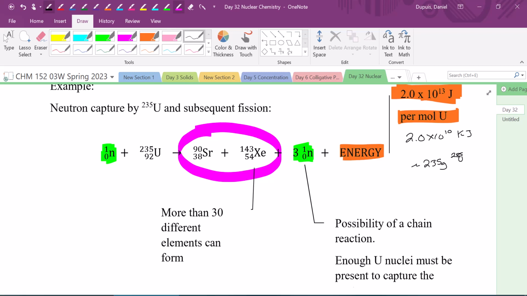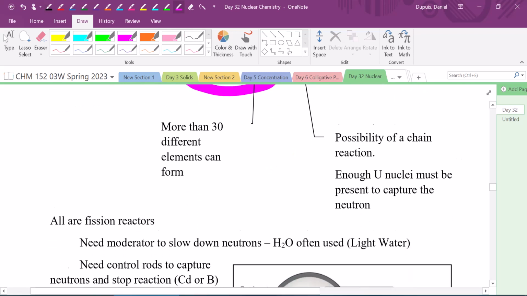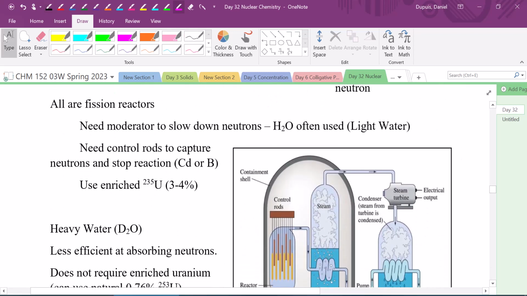So compared to some of the other techniques we use to produce energy for the world, nuclear has a lot. 235 grams is half a pound-ish, so a little more than half a pound, and it gives you 20 billion kilojoules. That's pretty nice. Okay, so nuclear fission reactors.